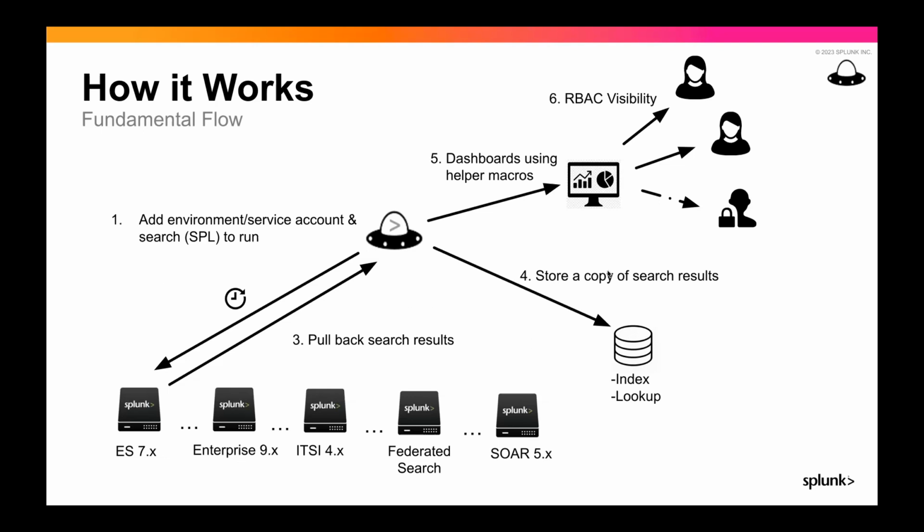Then in step 4, it will store a copy of the results either to an index or in a lookup. Mothership will decide where it is stored based on the search that Mothership is running. If the search is a non-transforming search, it will go into an index, whereas with a transforming search, for example, Mayor touched on this a little bit before, any search with a stats, chart, or timechart, any of those types of searches where the end result is a statistic, those will go into a lookup.